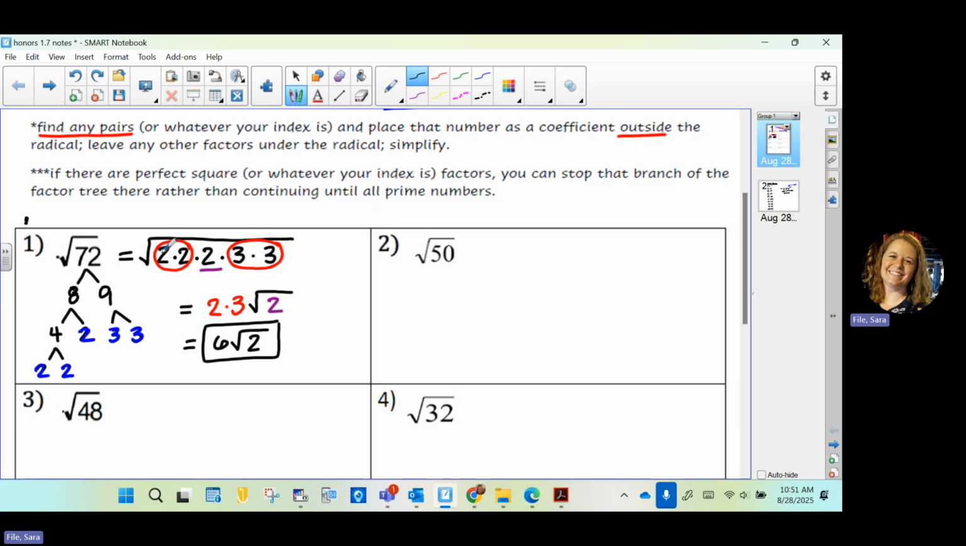Now, like I said, you're not going to have that line where I wrote all of those prime factors under the radical. You don't have to do that.